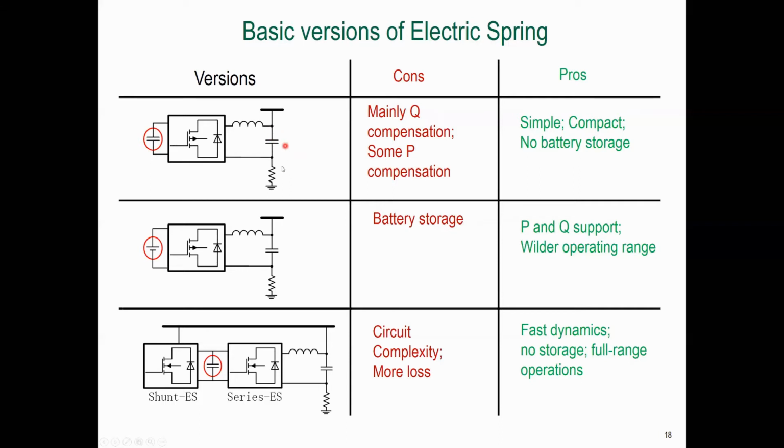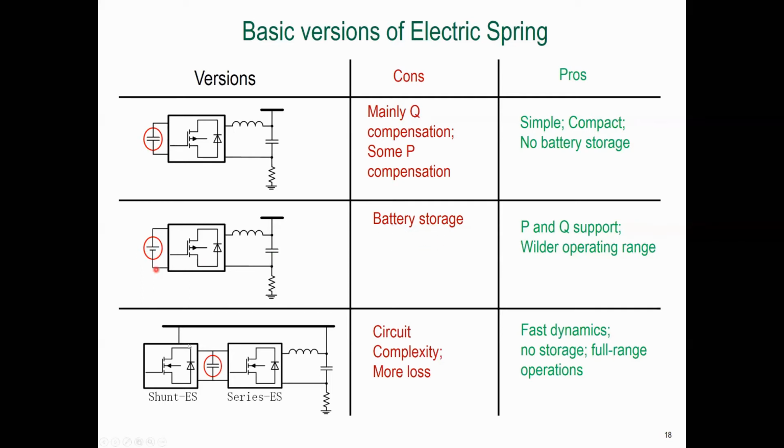Now the electric spring is associated with a load that we call non-critical load. Okay, so for the first version, you can see basically we don't have any lossy component except the switching loss, of course, and the parasitic resistance here. But ideally, it is a lossless circuit, just like an ideal mechanical spring. Another version is to replace the DC capacitor with a battery. Now, in this case, we can provide both active and reactive power compensation, and we have a wider operating range. The price we paid is a battery storage.